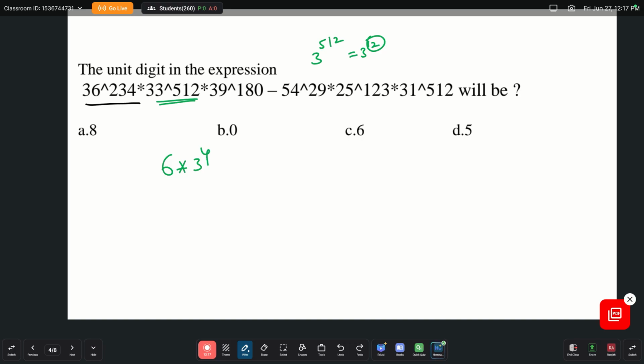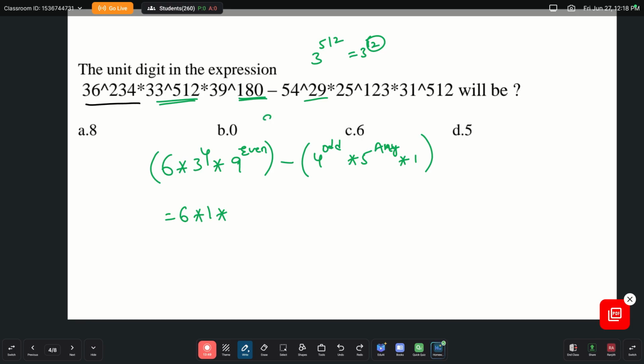So unit digit of given expression. 6 power any value will be equal to 6. 3 power 512 will be equal to 3 power 12. 12 is a multiple of 4, and we need to write 3 power 4. 9 power even number, minus 4 power odd number.